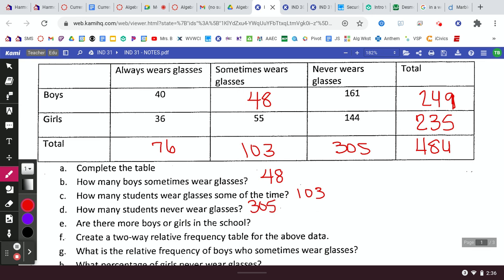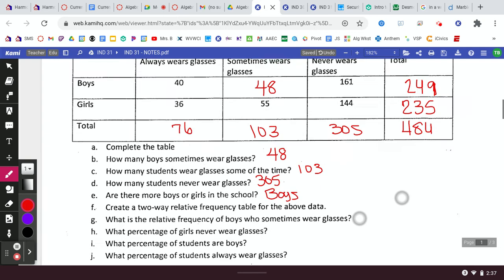And then Xander, this one's for you. Are there more boys or girls in the school? Boys. Yeah, there's 249 boys, 235 girls. So there are more boys in the school. So that part's all pretty straightforward. Now it says create a two-way frequency table. We're not going to do that. Basically what that means is figuring out a percentage of every single box on this chart. We're not going to do that. We're just going to figure out the ones that we need to know for the next few questions.